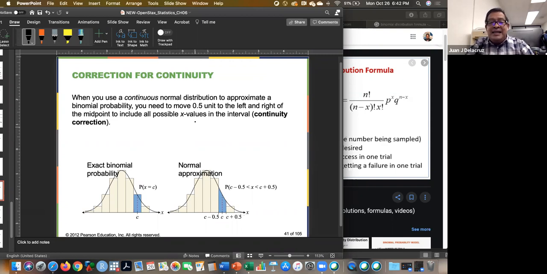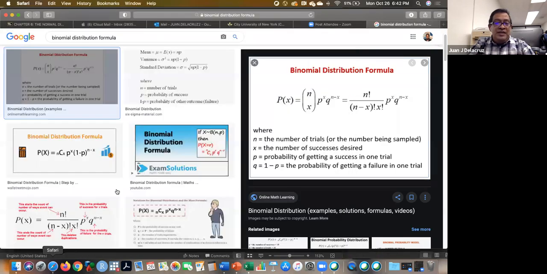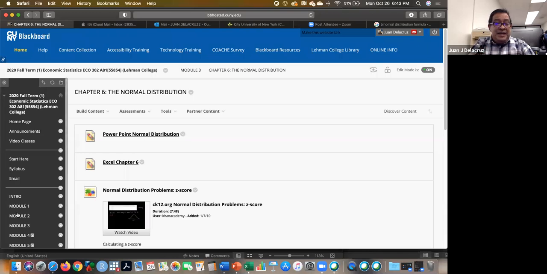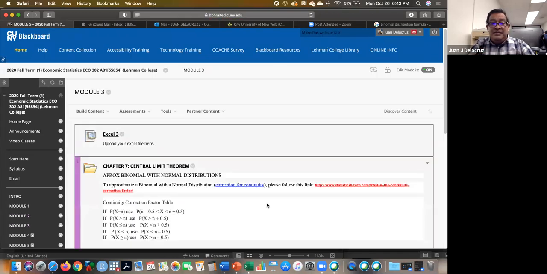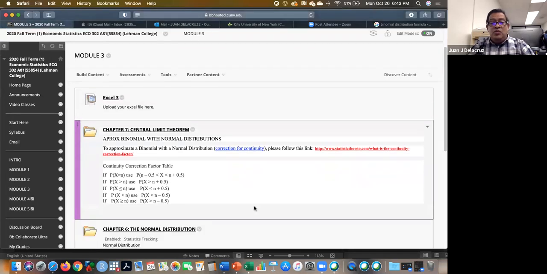That adjustment that we are going to make to the left or to the right is called the continuity correction. Let's go back to our portal. I also put it in the slide at the end. Remember, I said when you are doing your homework, keep this very, very handy. We're going to be using this in order to solve what is going to happen.